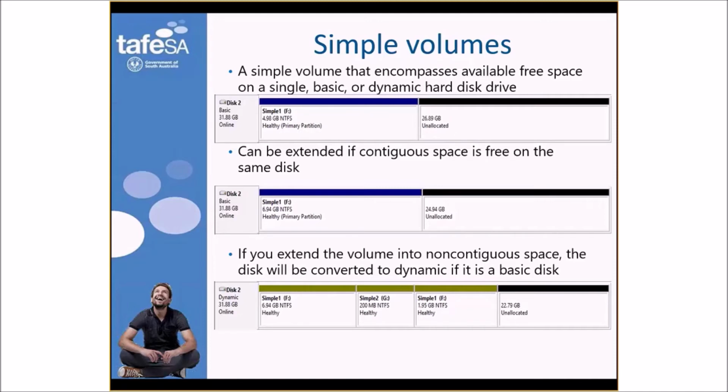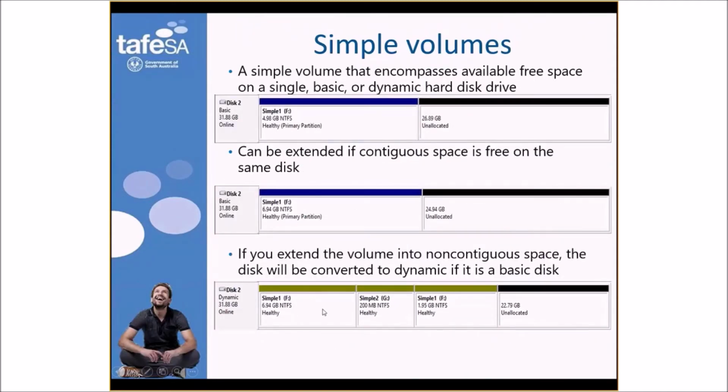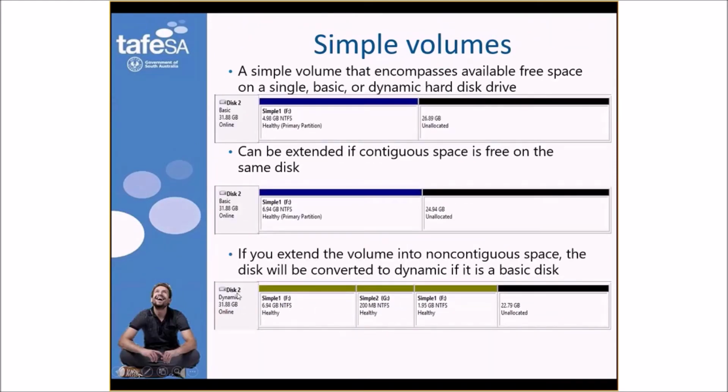Contiguous, continuous, similar, okay? If you extend a volume into non-contiguous space, the disk will be converted into a dynamic disk if it's a basic disk. You see that F drive goes from here to here. So you can't do that on a basic disk, but you still can add to it. It's not ideal, but you can do it, okay? And then you notice that that's all on the same disk.